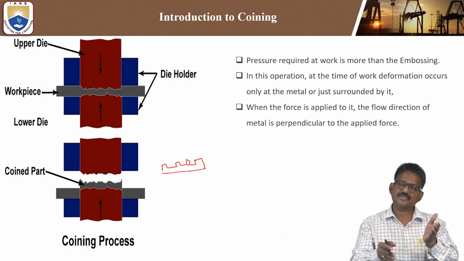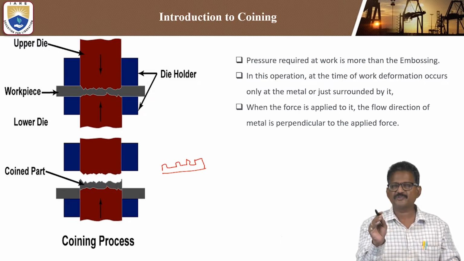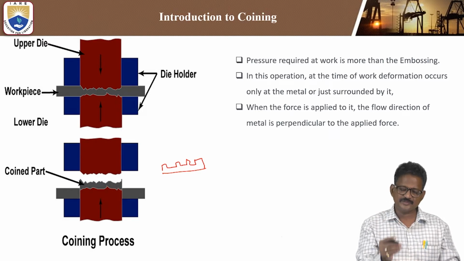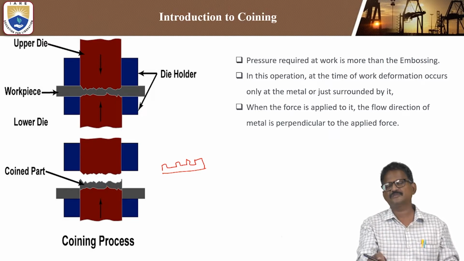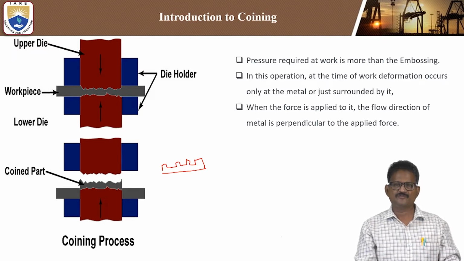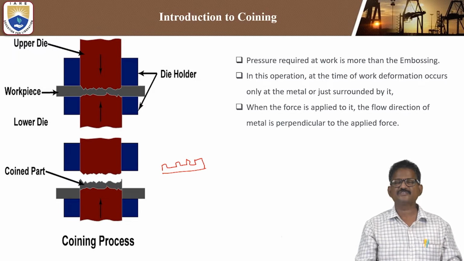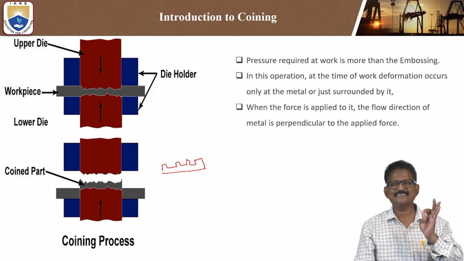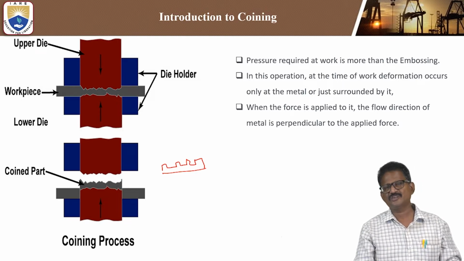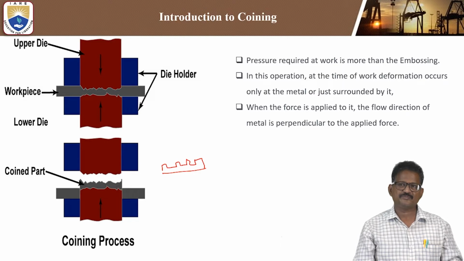Otherwise, they can rotate one die while the other die stays parallel, depending on what shape is needed. Sometimes you need the top or the bottom, depending upon the position of the die and workpiece. You can also use die holders to get the exact size and shape of the workpiece. So this is the simple principle involved in the coining process.